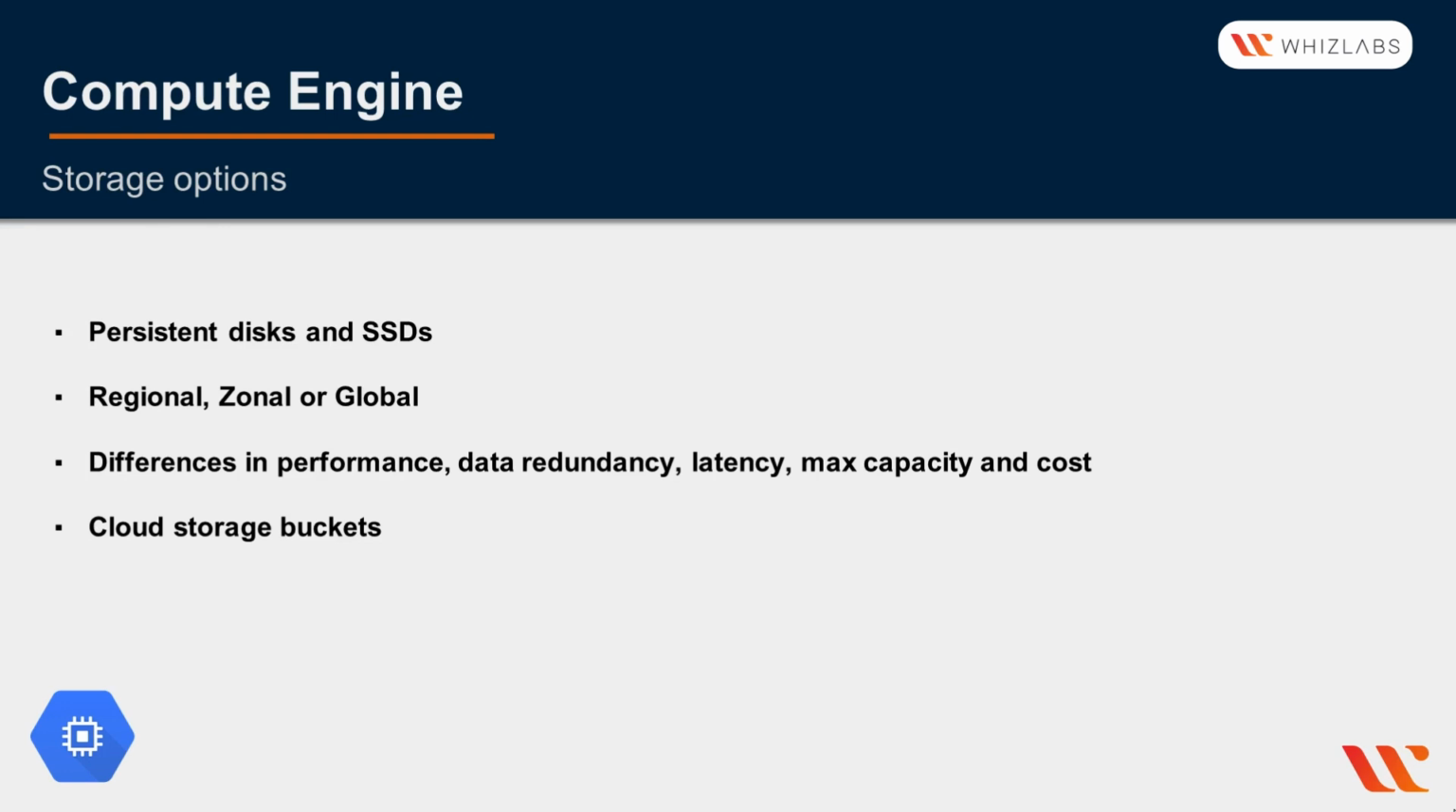There are many options you can mix and match when it comes to configuring storage for your VMs. For example, there are differences in performance, data redundancy, latency, max capacity, and cost. Persistent disks are durable network storage devices that your instances can access, like physical disks in a desktop or a server. SSDs are a lot faster and provide low latency but cost more.